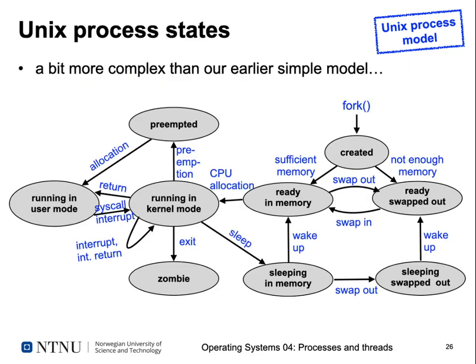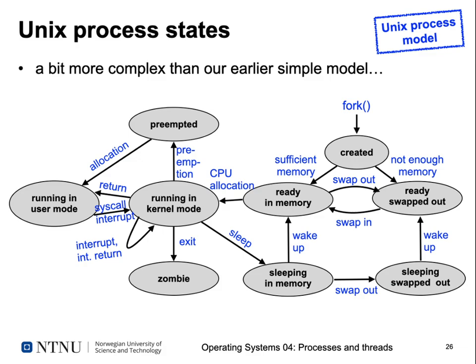So if we consider a real-world Unix system, the process model we've looked at in the beginning, with just our three blocked, ready, and running process states, was a bit simplistic. So this is a bit more complex state diagram of Unix process states that may occur in a real system.